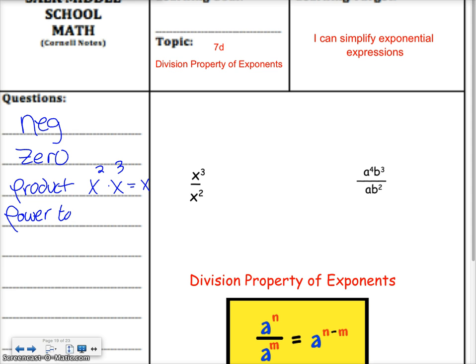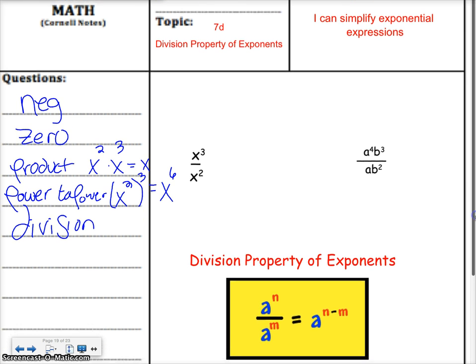Power to a power. And that was, if we had x squared 3 times, it would be 2 x's and 2 x's and 2 x's, which would be x to the 6th. That is multiplying. And now we're going to learn the last one, which is the division property of exponents. So you have to know how to apply all of those tricks. Okay, so let's apply this and let's connect this to the 7th grade standard.